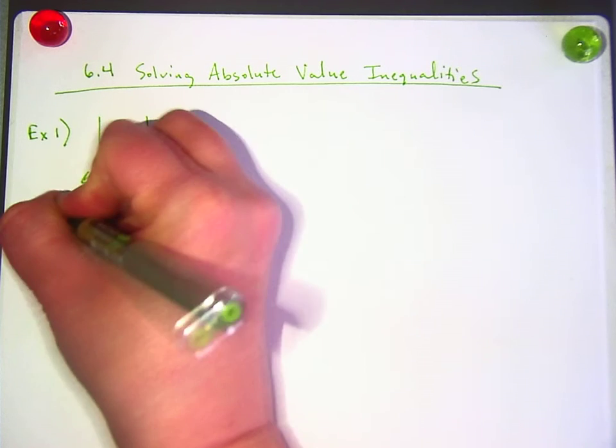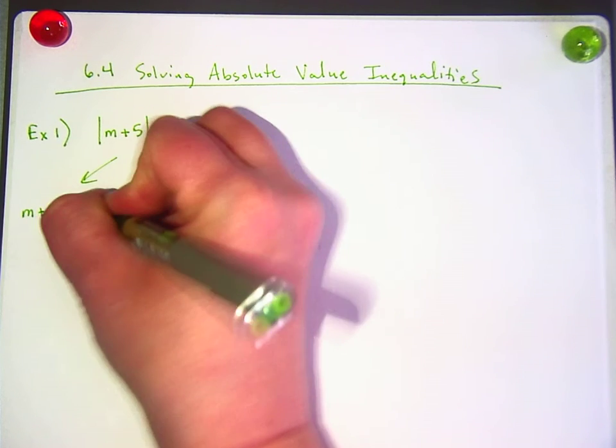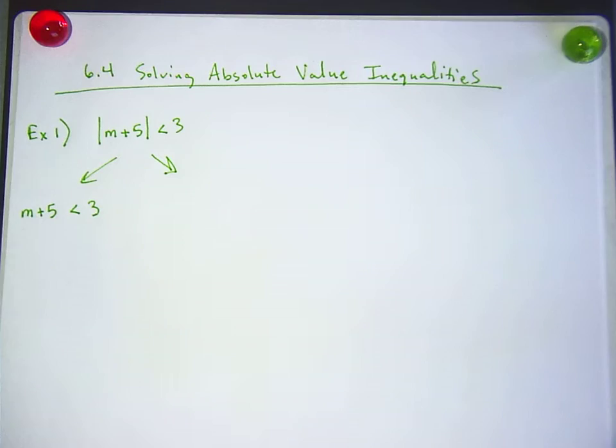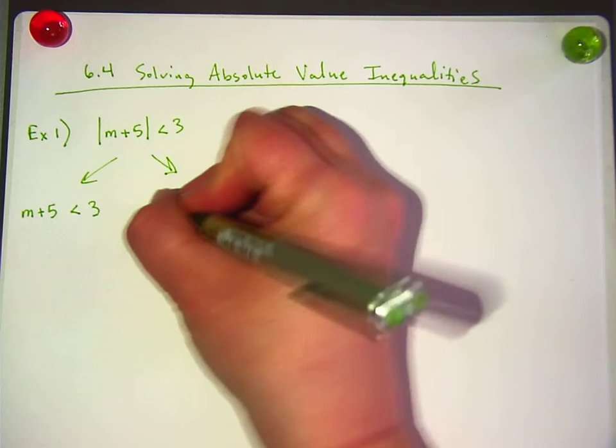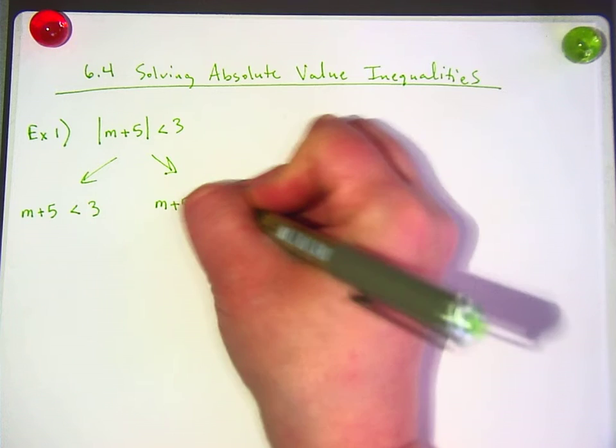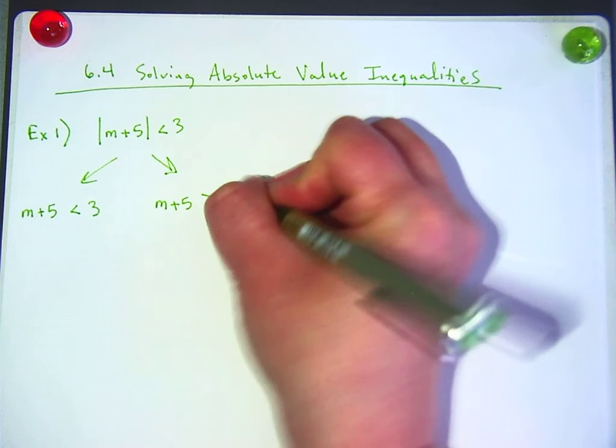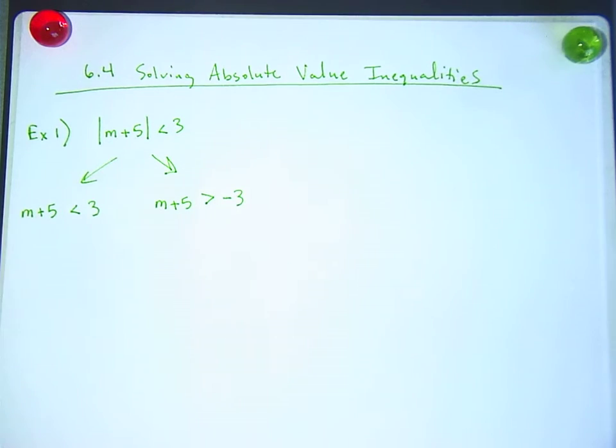So here's how this is going to work. The first one is going to look just the same like it used to, just without the absolute value. So it's m plus 5 is less than 3. And the other one is going to look like m plus 5 is greater than negative 3. So not only do you make it negative, but you flip the sign on the second one.